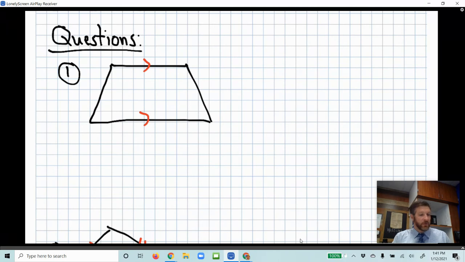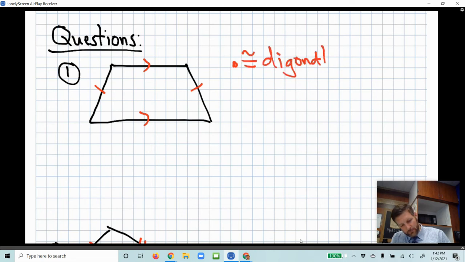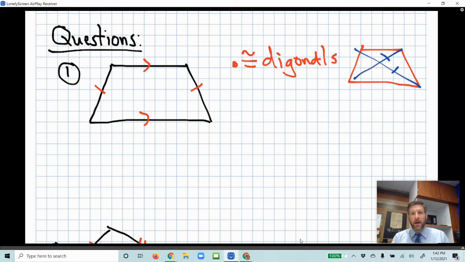First, number one is dealing with an isosceles trapezoid. So if we have an isosceles trapezoid, what do we know? Well, we know a number of things. One, we know that it has congruent diagonals. So in an isosceles trapezoid, the diagonals are the same length. They are congruent to each other. They don't bisect, but they are congruent to each other.